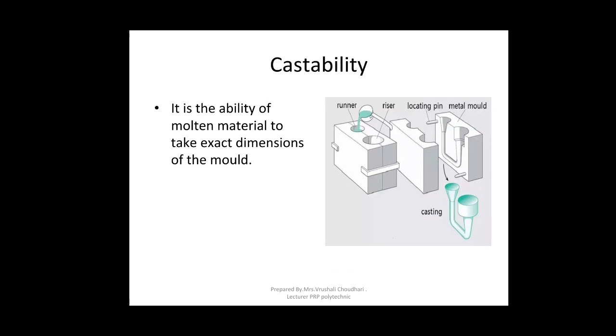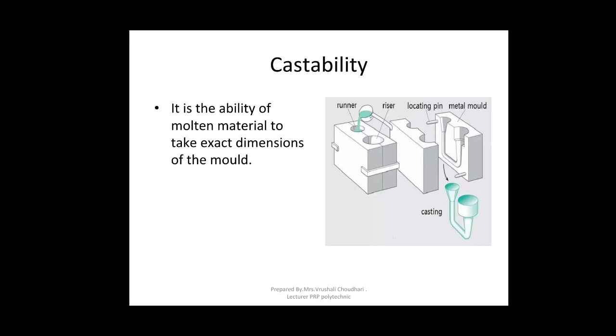Castability. It is the ability of the molten metal to take the exact dimensions of the mold. That is called castability. What is the mold? See here, I already showed you the mold. What happens in this mold? We are pouring molten metal into this mold. After cooling down, we will remove the mold and we will get the exact dimension of that mold.